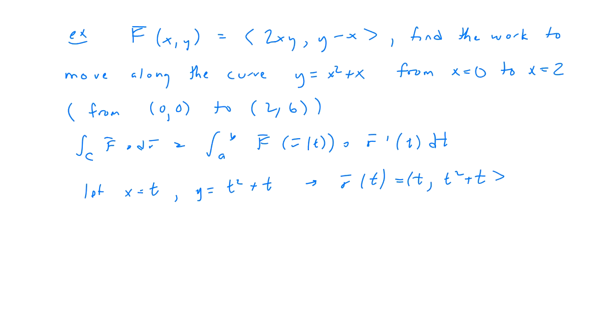And so according to this, we need to do two things. This says we need to plug this parameterization into our vector field. So wherever I see an x, I'm going to put a t. Wherever I see a y, I'm going to put a t squared plus t. So I have 2xy, so 2x y, and then y minus x. Get that.